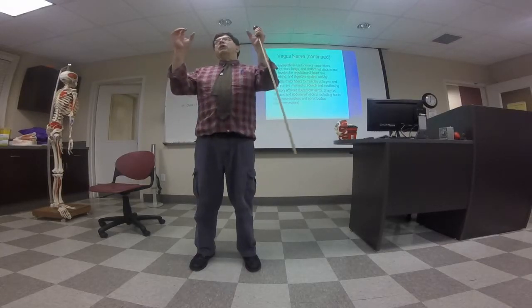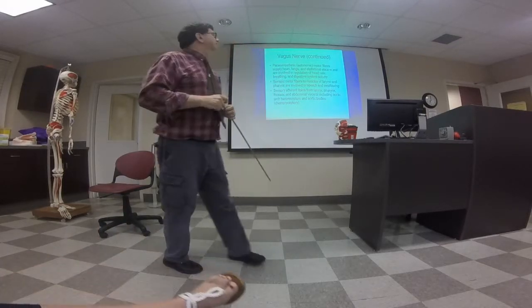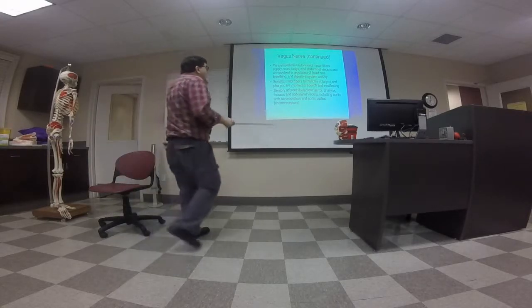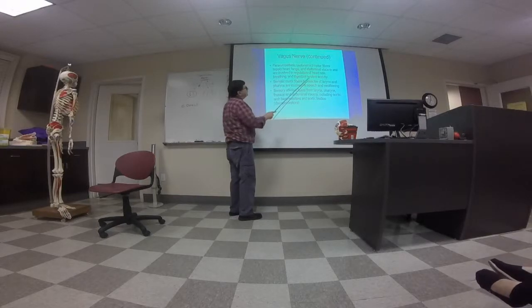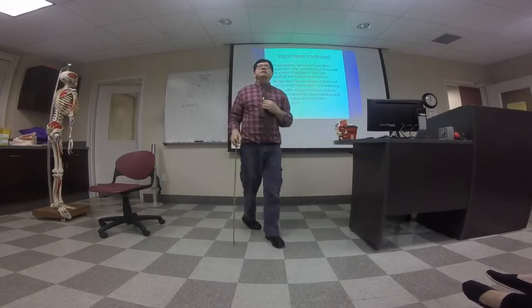Parasympathetics to the airways are going to cause bronchoconstriction. What else does it do? We said that it contributes to swallowing, but in addition, it innervates the muscles of the larynx used for speech.